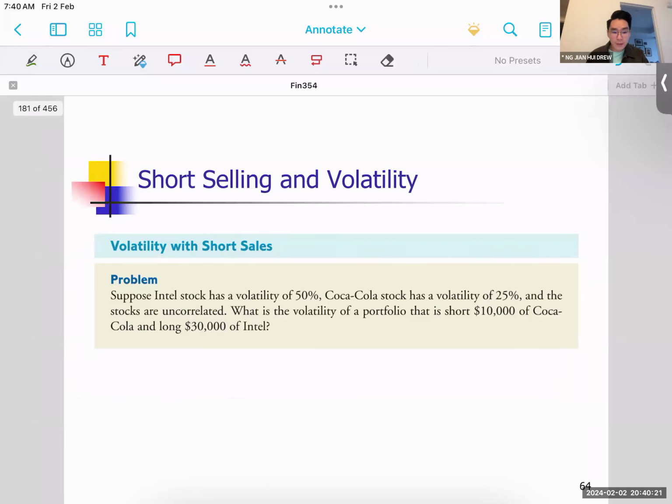So moving on to the next problem. Again, we're talking about Intel and Coca-Cola. So Intel has a volatility of 50%, Coca-Cola has a volatility of 25%. Stocks are uncorrelated. Okay, what is the volatility of the portfolio that shorts 10K of Coca-Cola and longs 30K of Intel?